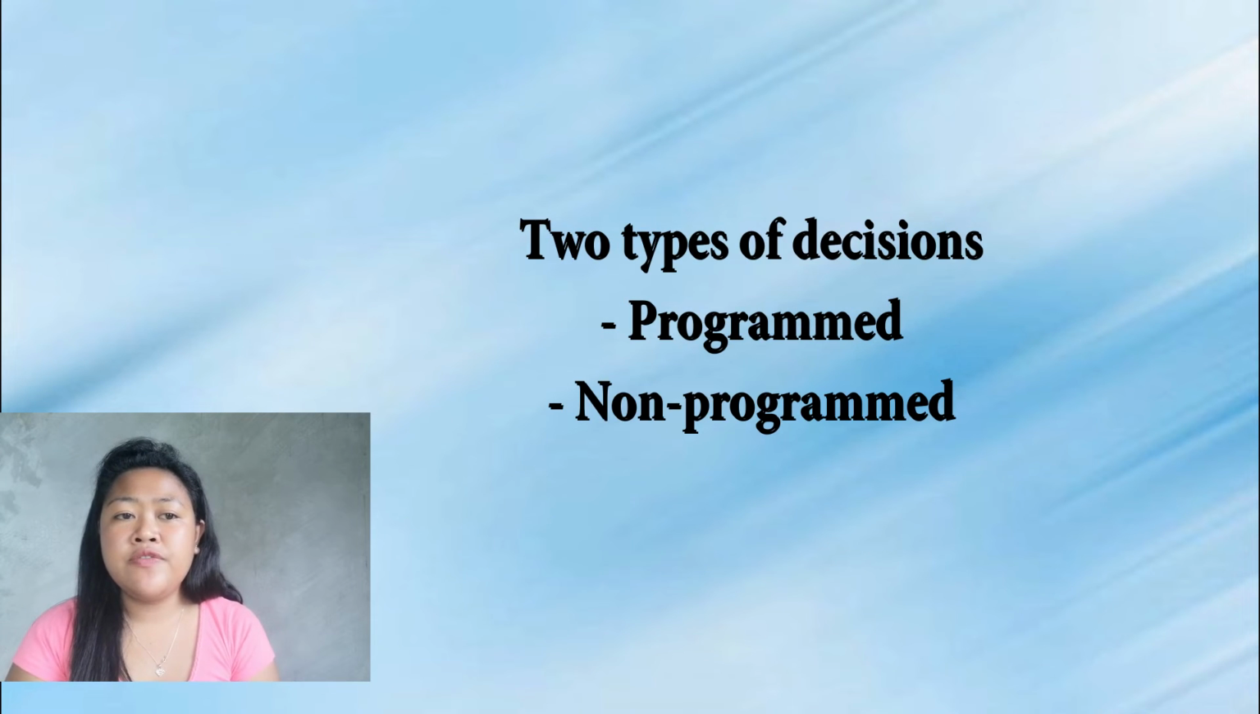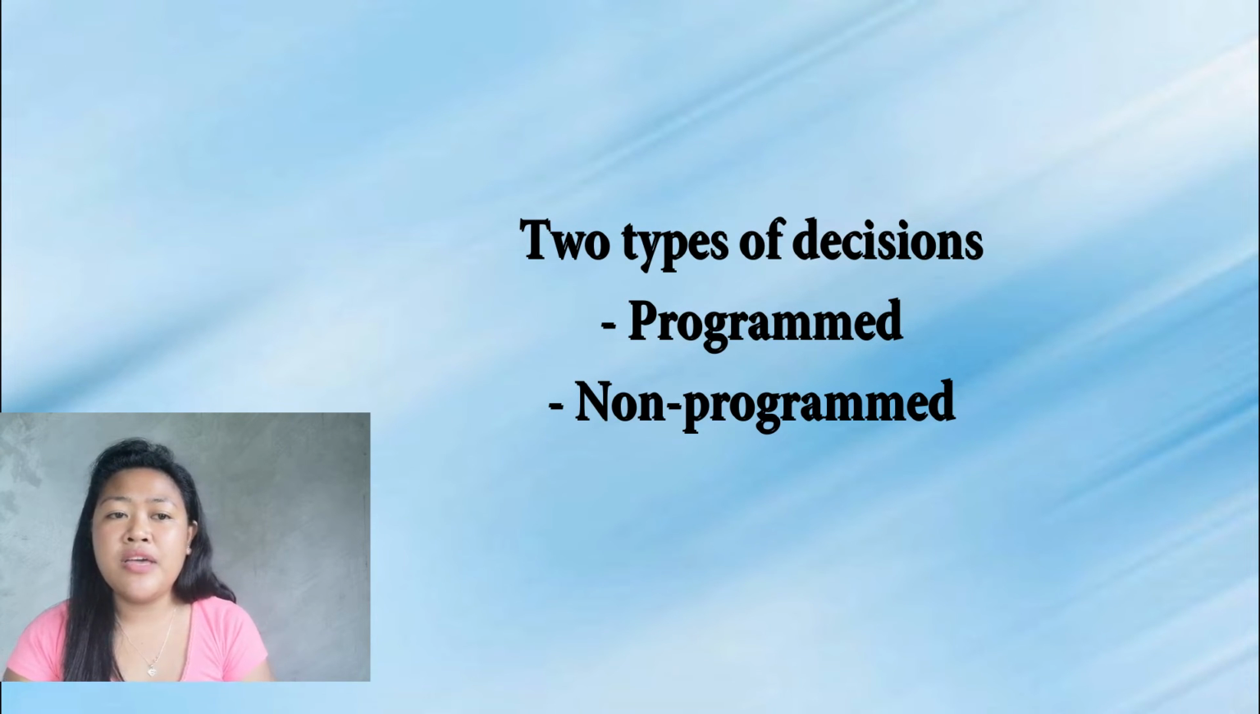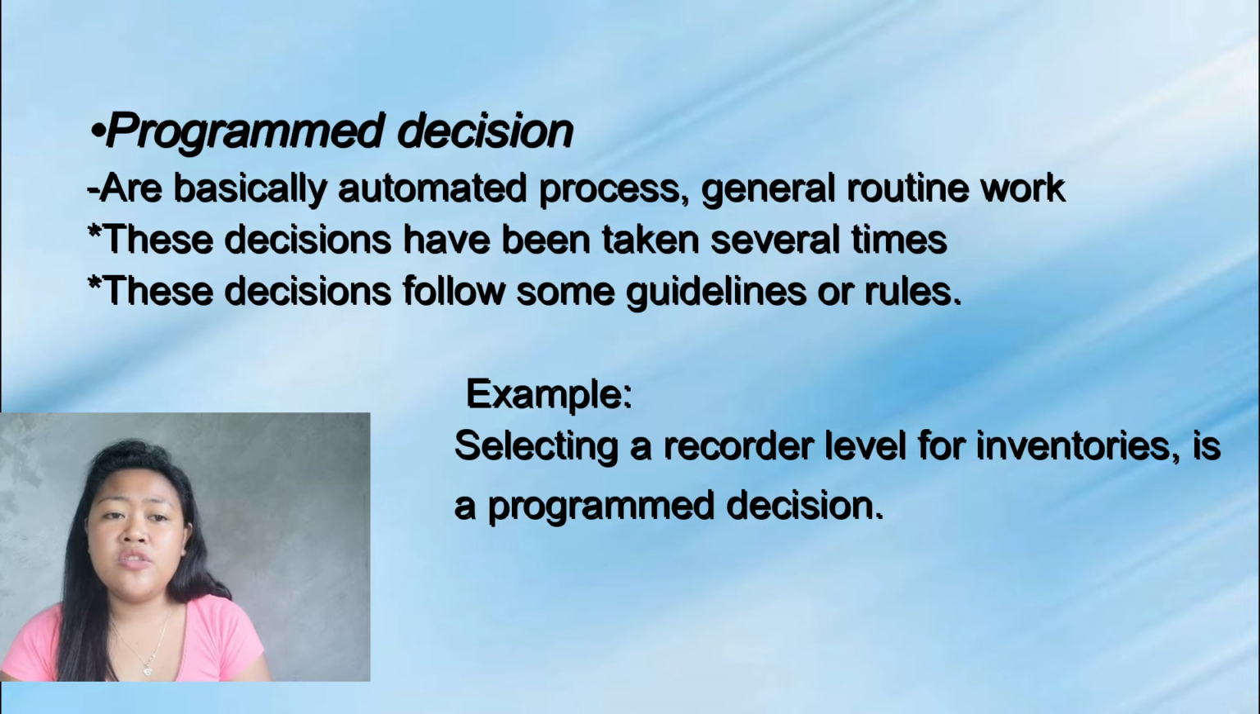There are two types of decision, the non-program and the program. Program decision. It is basically an automated process, general routine work. These decisions have been taken several times and follow some guidelines or rules. Example, selecting a reorder level for inventory is a program decision.